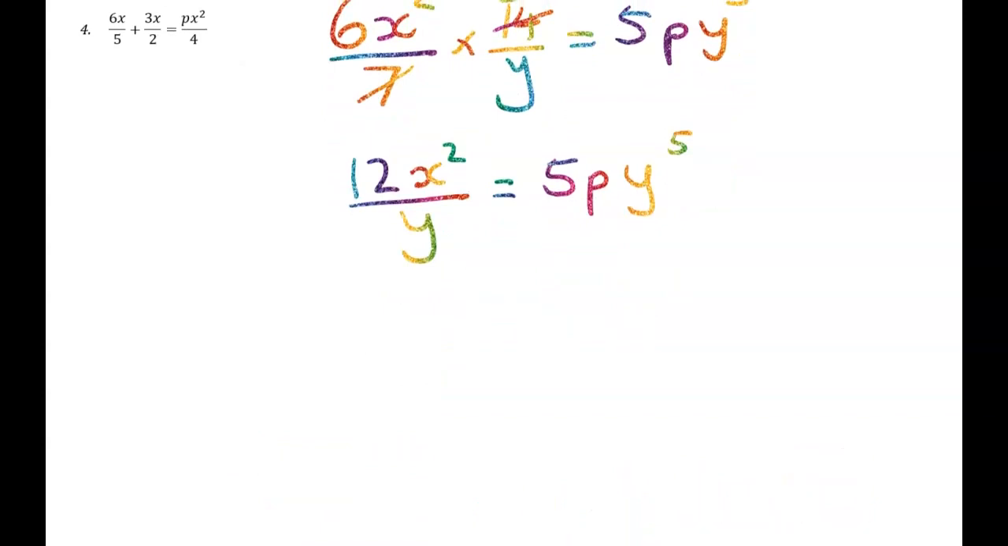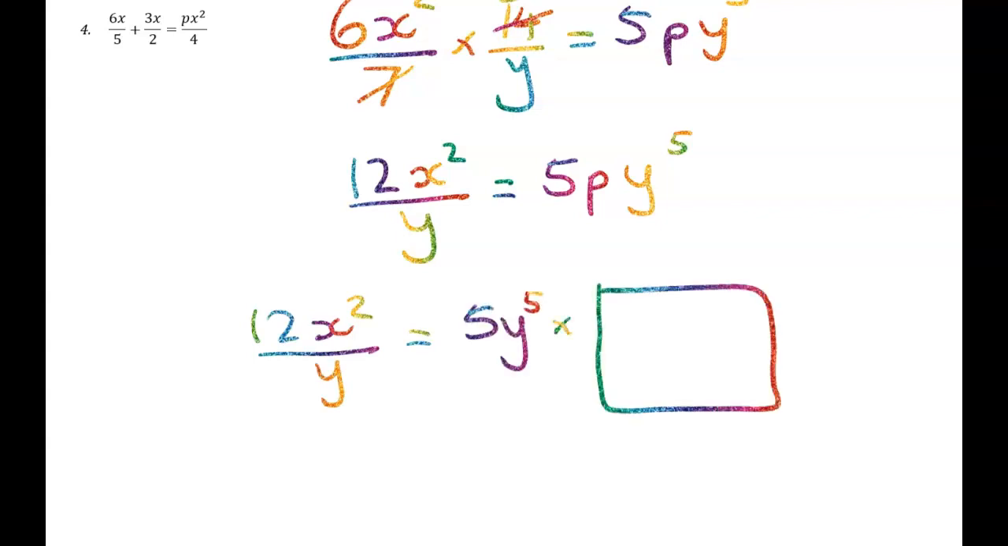Right, so once you've got fractions involved, you do have to slow down a bit and think about what you're doing. So here we've got 12x squared over y is equal to 5y to the power of 5 times p. Now p is going to be a fraction. Let's think about what we want to have in it that we don't have yet. Well, we want to have a 12 and we want to have an x squared. So we're going to times those in.